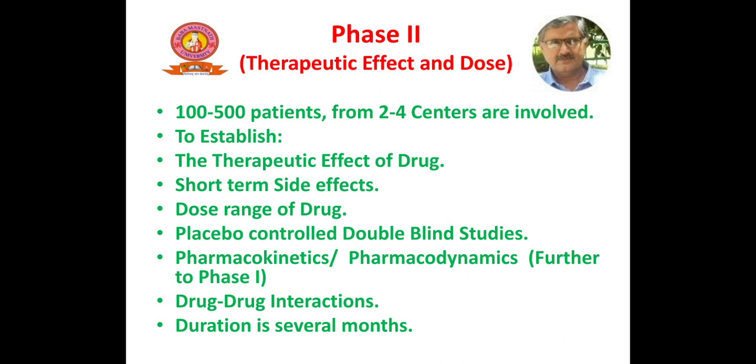This is the next phase of phase 1, an advanced study. That is, the number of patients increases, and the number of places also increases. Phase 2 is the therapeutic effect and dose. Here 100 to 500 patients are tested with the drug, and 2 to 4 centers are involved.